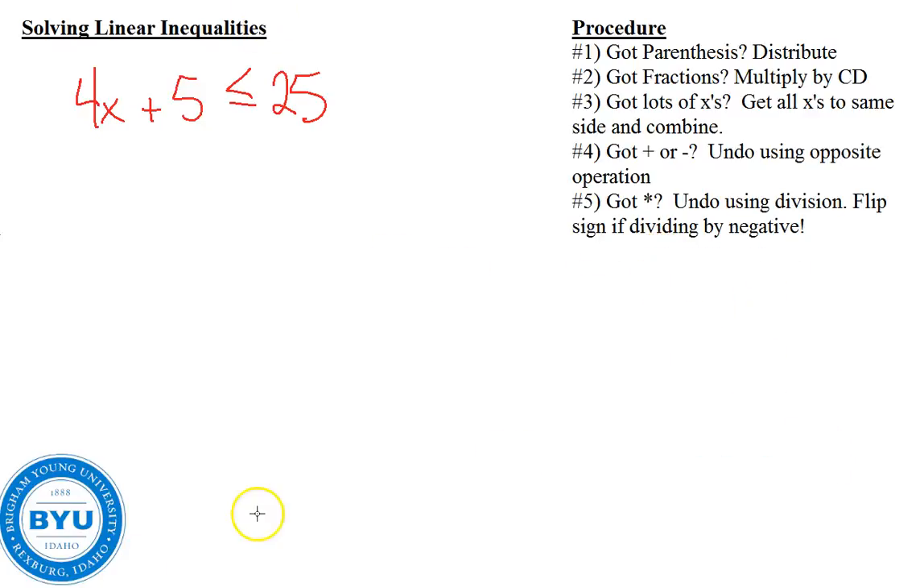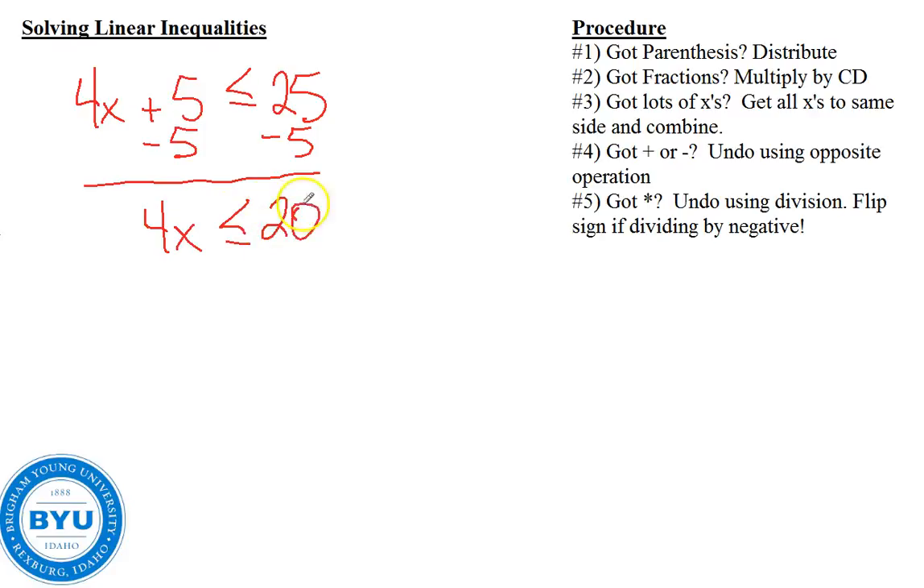So let's give it a try here. So here I have 4x plus 5 is less than or equal to 25. Let's go down my steps. Do I got parentheses? Nope. Got fractions? Nope. Got lots of x's? Nope. Do I got addition or subtraction? Ooh, I do. Okay, so I'm going to undo that. I've got a plus 5. I'm going to undo it using minus 5 to both sides. I'm left with 4x is less than or equal to 20.